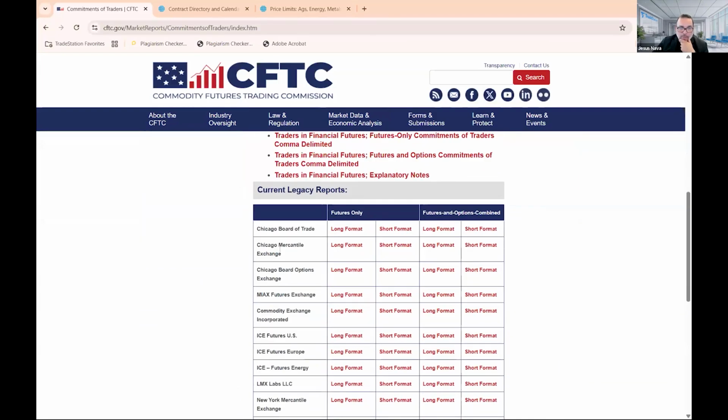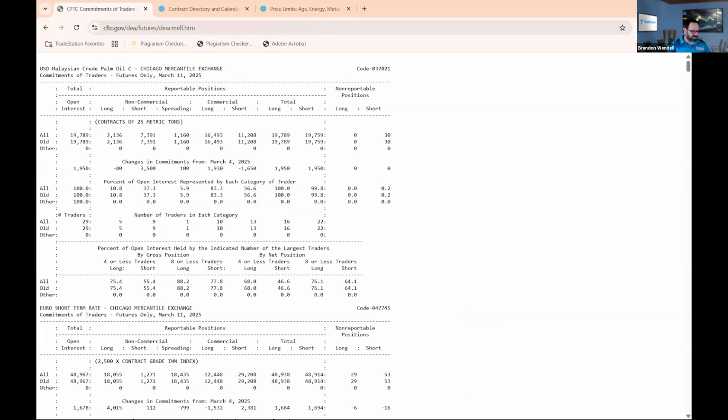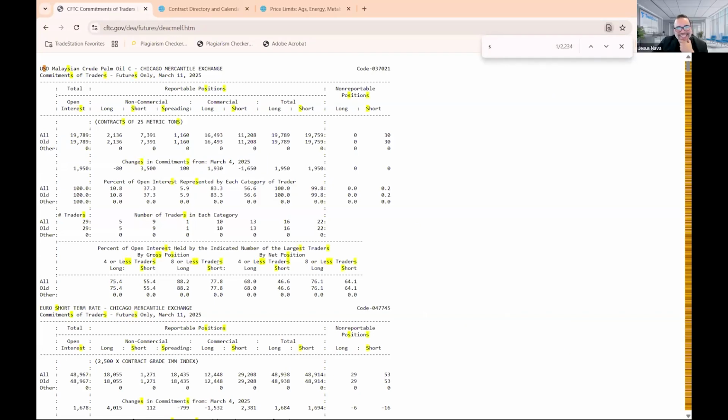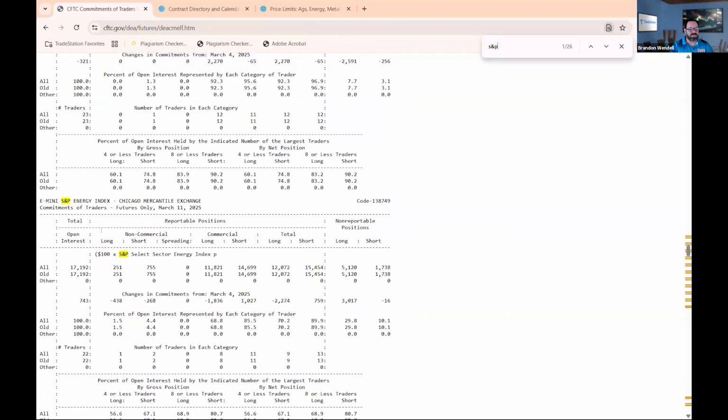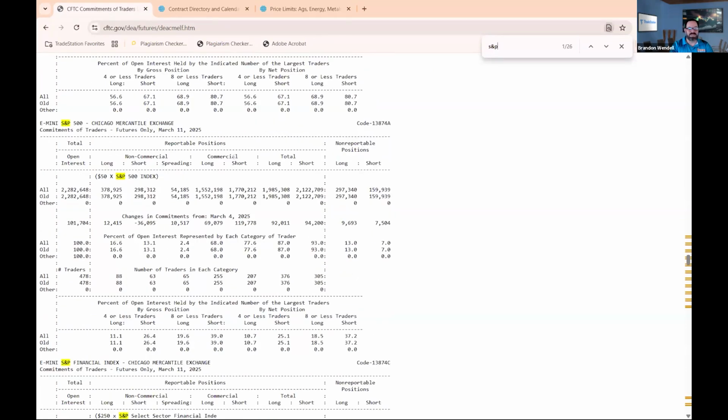So if we go into CME long format, it looks really boring, but if you do a search, I'll do ES. Maybe not. Let's do S&P. That might work better. There we go. S&P 500 consolidated, and there it is. E-mini S&P 500. Perfect. Non-reportables are us. So that's 300,000 to 450,000 roughly. However, open interest is 2.2 million, so you can see the size. Non-reportables are retail traders, everything else, that's the big guys. You've got commercial and non-commercial. Non-commercial are the big traders. Commercials are the people doing the hedging. They're the lion's share, obviously. So great question on that one.